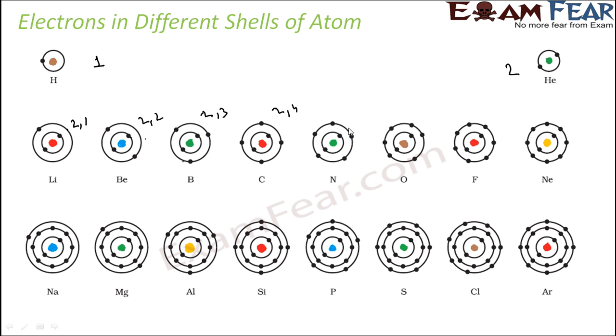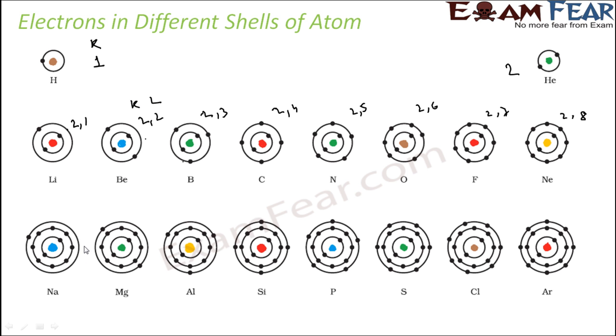Nitrogen has 2 electrons in the first, 1, 2, 3, 4, 5 in the second. Similarly, oxygen has 2 electrons in the first orbit, 1, 2, 3, 4, 5, 6 in the second. Fluorine has 2 electrons in the first, 1, 2, 3, 4, 5, 6, 7 in the second. Neon has 2 electrons in the first and then 8 in the second. So this first orbit is called K, the second is L. So this is K and L.